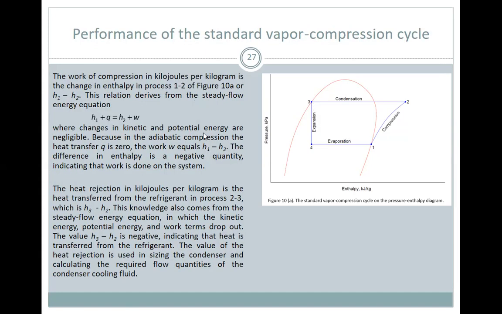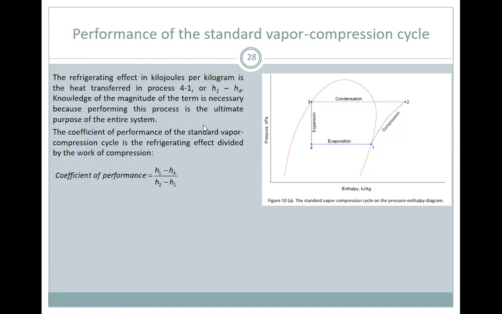Okay, tapos na. Now, the refrigerating effect in kilojoules per kilogram is the heat transferred in process 4 to 1. Or h1 minus h4. Kasi yung direction yung inaanalyze. Knowledge of the magnitude of the term is necessary because performing this process is the ultimate purpose of the system.